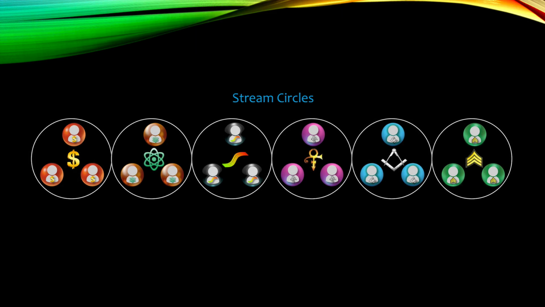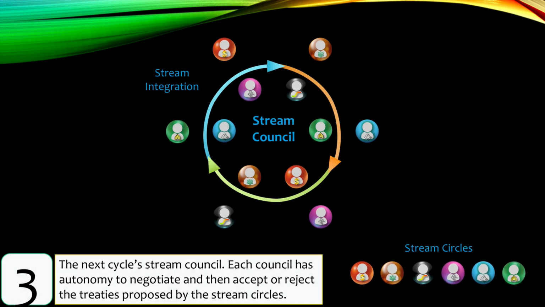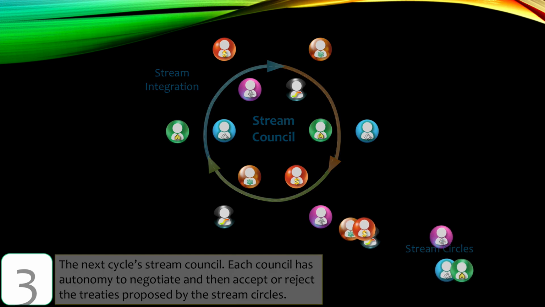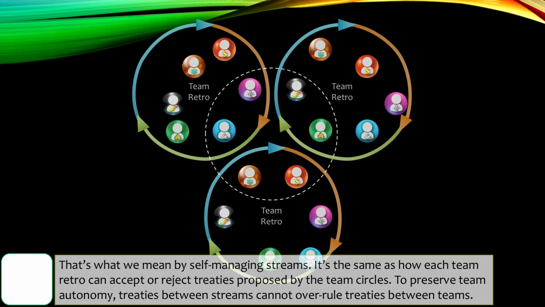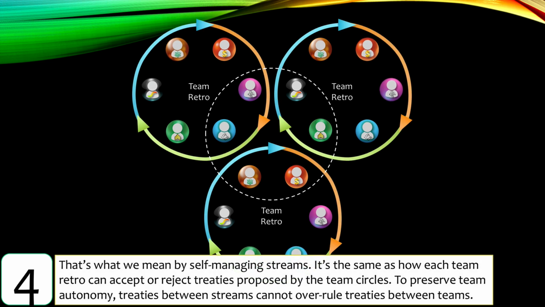Stream treaty proposals are decided by the next cycle's Stream Council. Each council has autonomy to negotiate and then accept or reject the treaties proposed by the stream circles. That's what we mean by self-managing streams. It's the same as how each team retro can accept or reject treaties proposed by the team circles. To preserve team autonomy, treaties between streams cannot overrule treaties between teams.